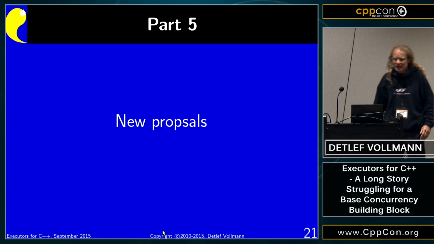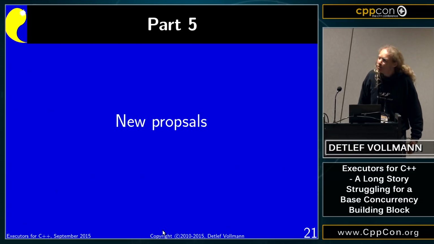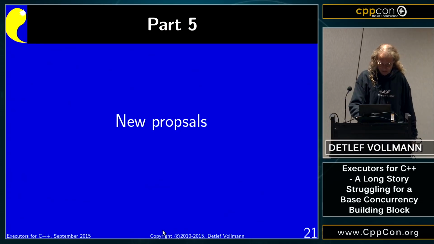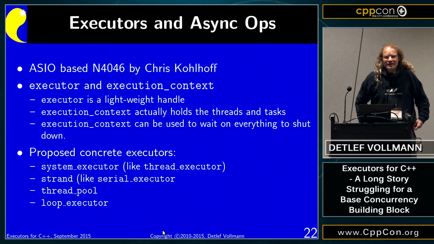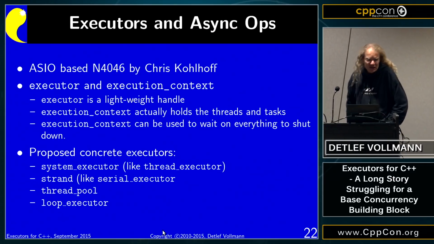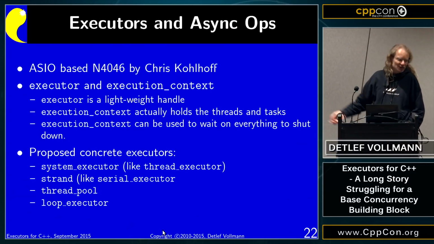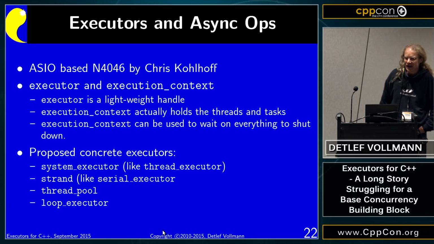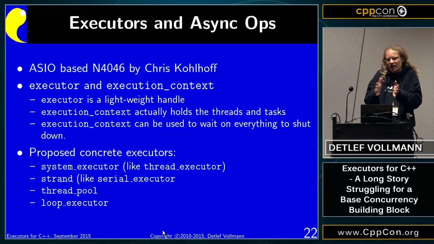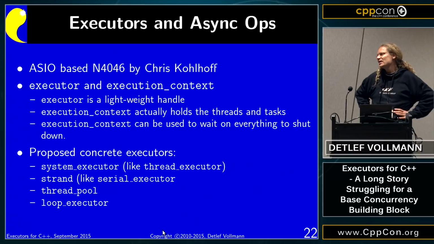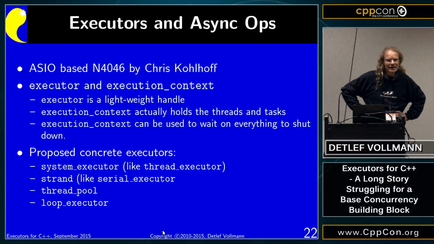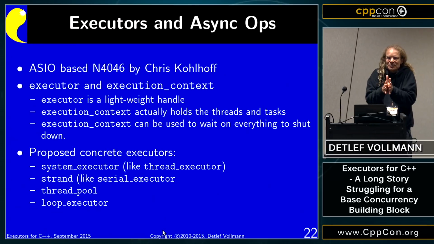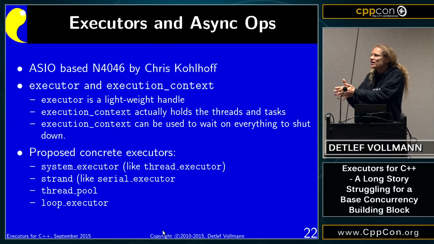So now we have new requirements. So we got new proposals. So there is an O missing here. The first proposal was actually by Chris Kohlhoff, based on ASIO. So ASIO has internally executors, so he proposed just that. And it has several interesting things. One of them is it makes a difference between the executor that you use as your interface and the execution context that actually holds all your state.